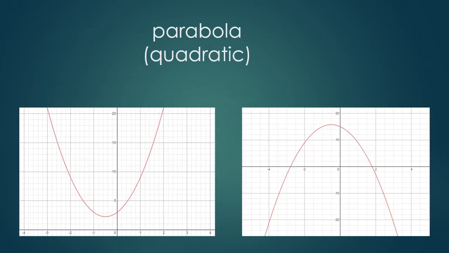The parabola has a symmetrical sort of U-shape, like a smiley mouth or a frowny mouth. Parabolas always look like one of these two graphs. Parabolas are also referred to as quadratics. A parabola always has either a minimum value or a maximum value, and the arms of the parabola always go off towards either positive infinity or towards negative infinity.